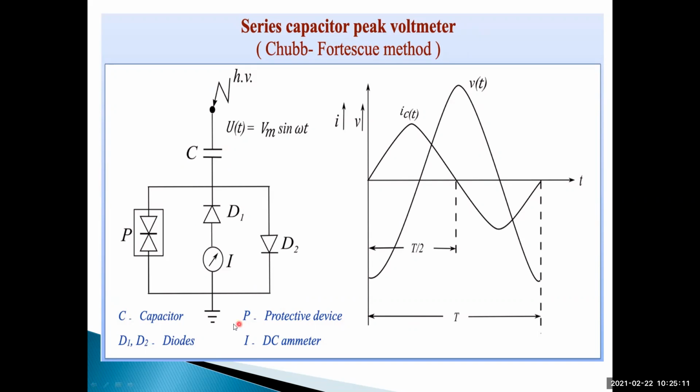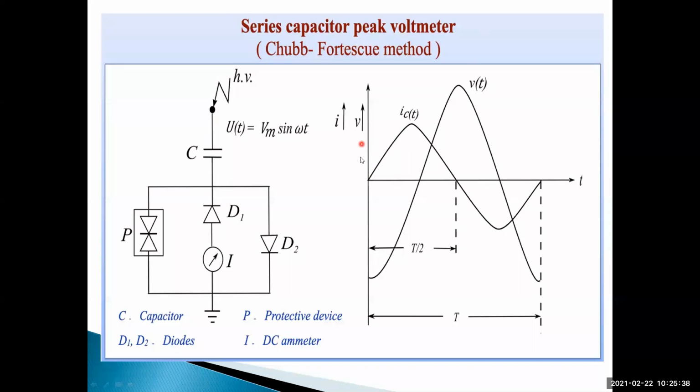And these are the waveforms, the voltage and current waveforms. This is the supply voltage v(t), sinusoidal: v(t) = Vm sin ωt, an AC voltage. Peak voltmeters measure the peak voltages. And i_C(t) is called the charging current, the current flowing into the capacitor.